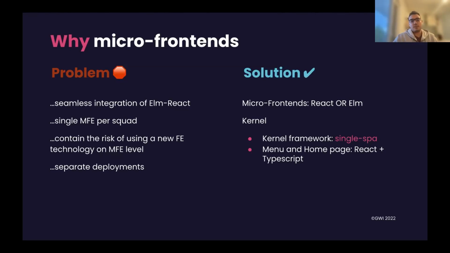Right from the start, we had a very big issue to solve. We had not one, but two main front-end frameworks. The first one was Elm, which also was the legacy code that we had from the previous platform. And what we wanted to introduce was the React framework for our front-end development, which means that somehow those two languages should work together. In addition, we wanted to have a single micro-frontend per squad.